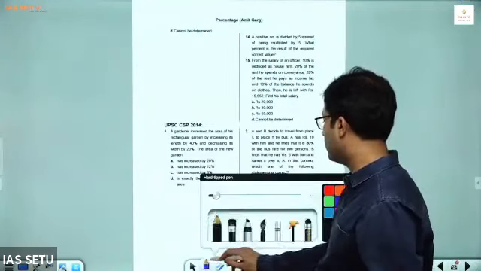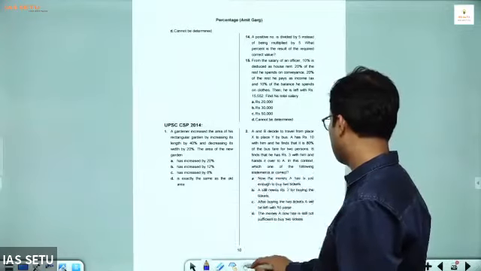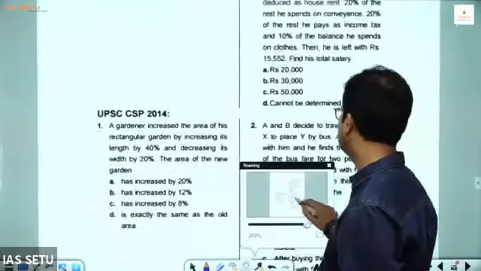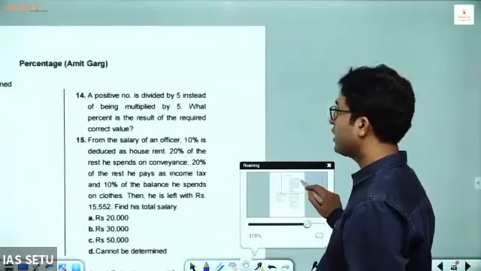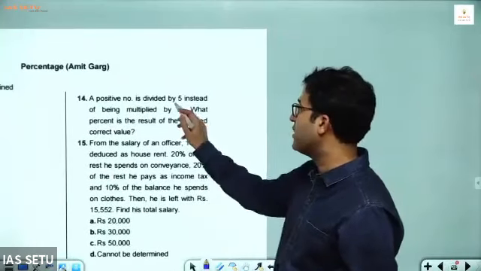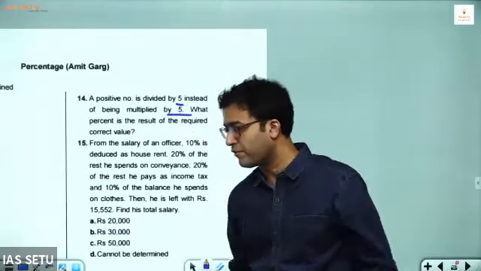Question number 14 here is: a positive number is divided by 5 instead of being multiplied by 5.